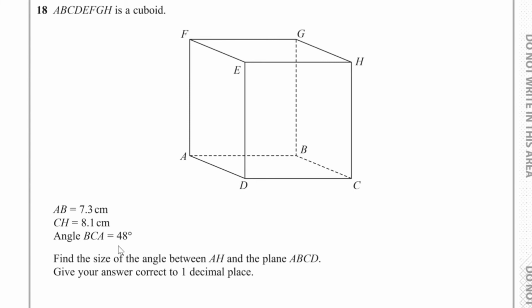So what do we know so far? Well, we've got AB, which is 7.3 centimeters. So here we have 7.3. Then we've got CH, which is this length here, which is equal to 8.1 centimeters.